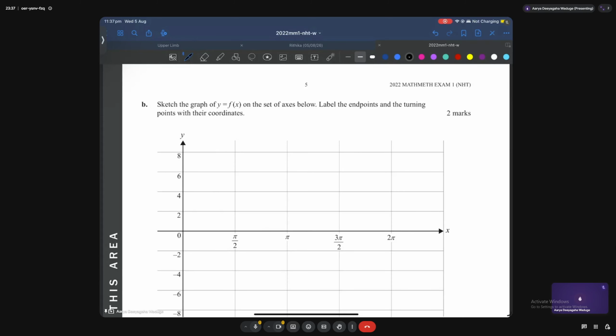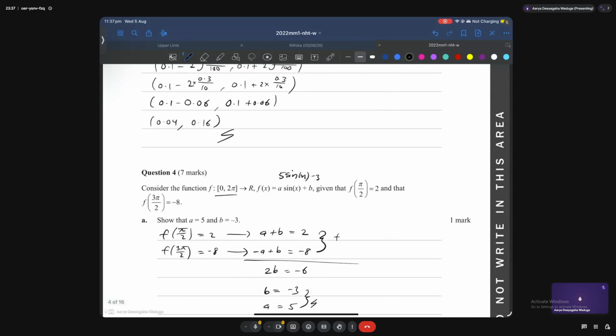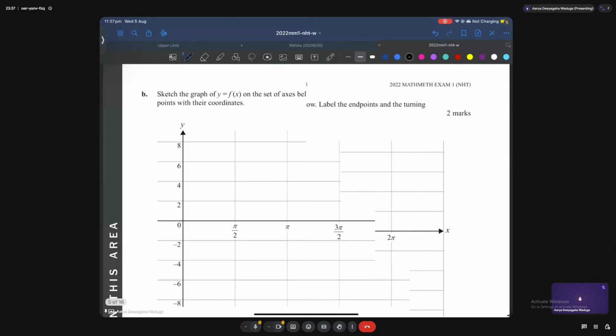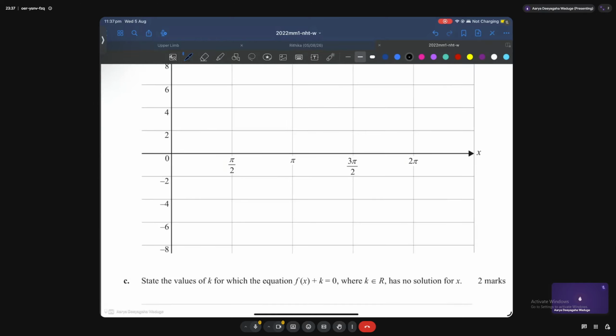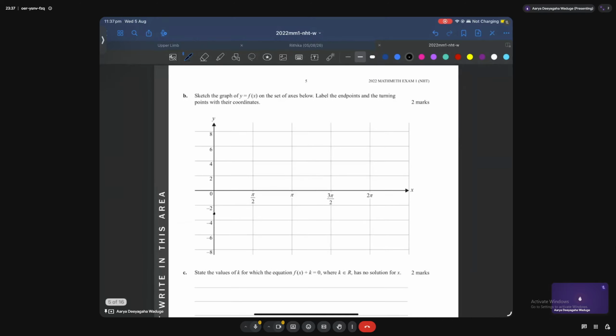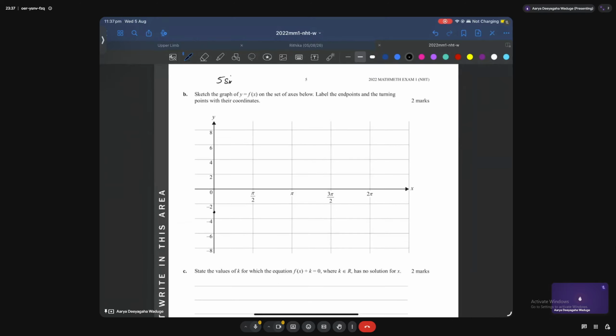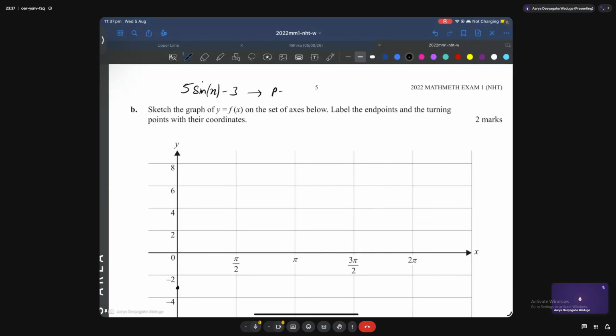So we do need to label our endpoints and all of that fun stuff. We know it begins at negative 3 essentially. So it begins right here. I'm just going to write the function here just for reference. We know that this has a period of 2 pi, and therefore its quarter period is going to be at pi on 2.